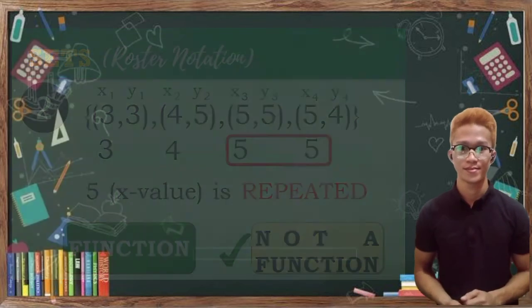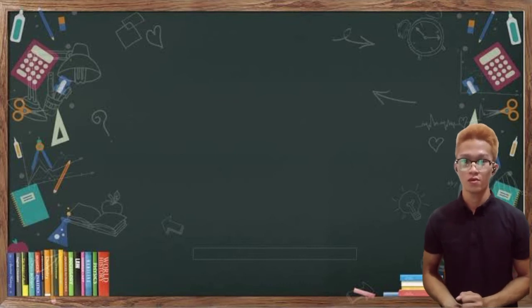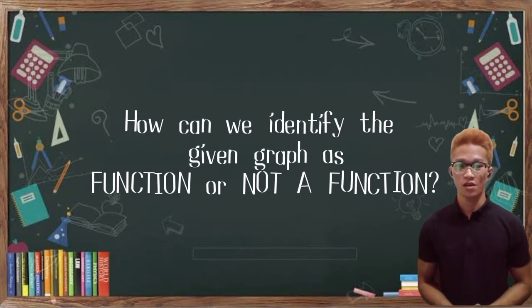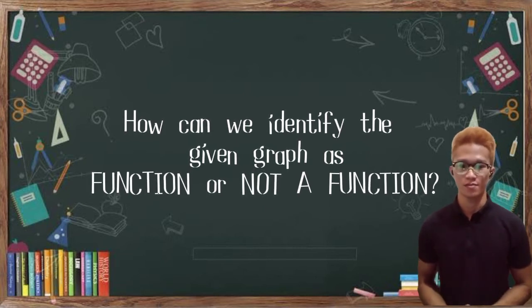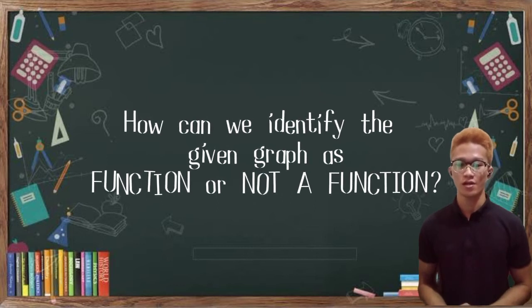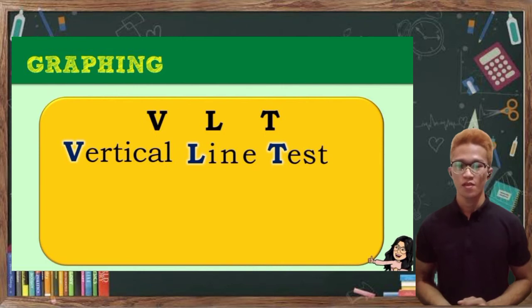Well done. Now that we're done with the sets, let's proceed to the third way to illustrate and identify a function, the graphing. So how can we identify if the given graph is a function or not? For us to identify the given graph if it's a function or not is through vertical line test. Yes, function can be identified through graphing by the help of vertical line test.